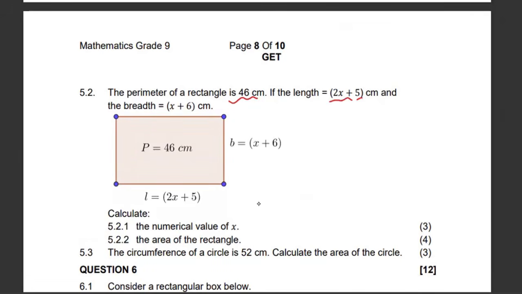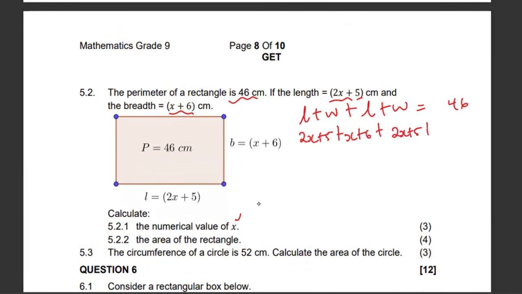The length is this, and then the width is this. They want us to get the size of X. So we know that the perimeter is length plus the width plus the length plus the width. Okay, so I'm going to equate this to 46. If our length is 2x plus 5, and then the width is x plus 6, plus 2x plus 5, plus x plus 6, becomes 46.